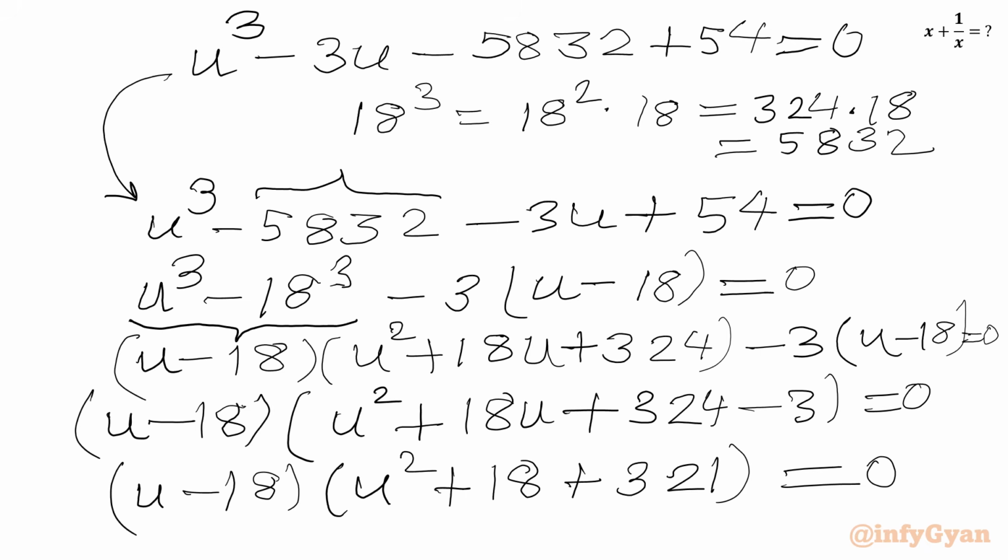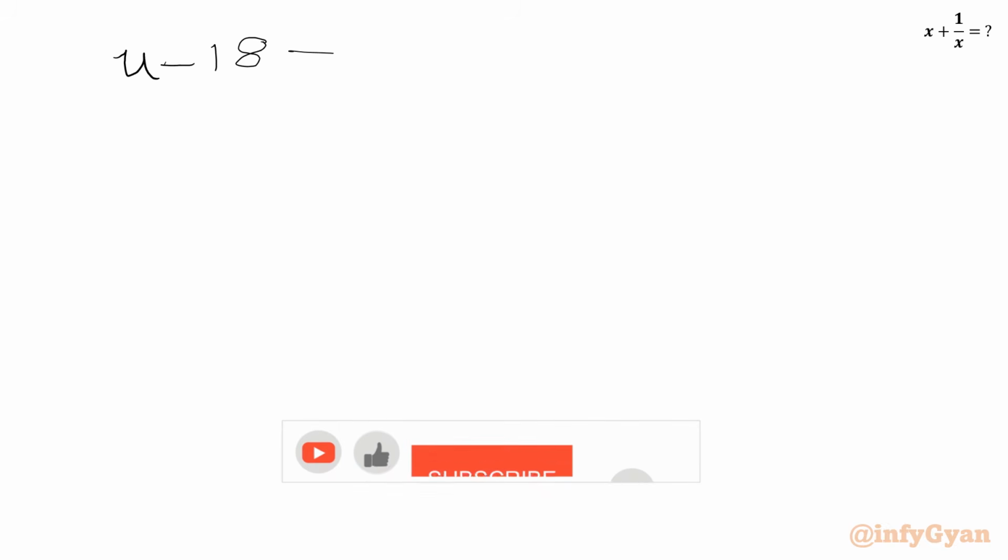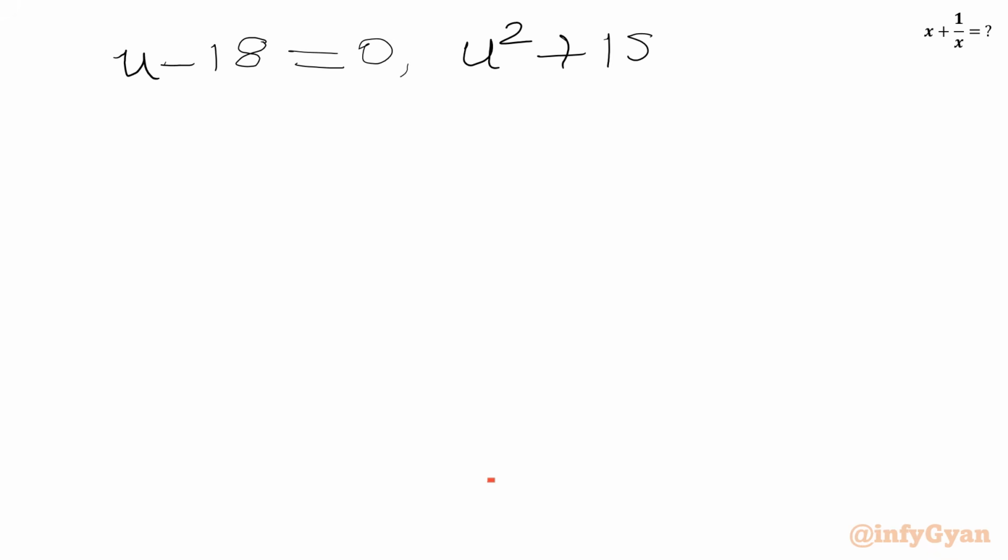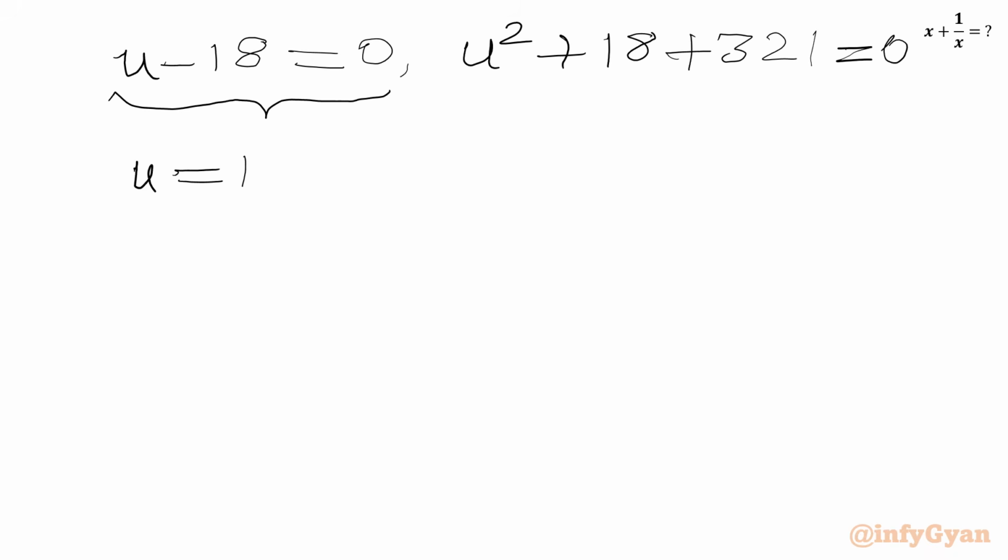Now we will use the product zero rule, and we can write either u minus 18 equal to 0 or u square plus 18u plus 321 equal to 0. Now from the first equation, if we add 18 to both sides, we are going to get u equal to 18, which is a real value.